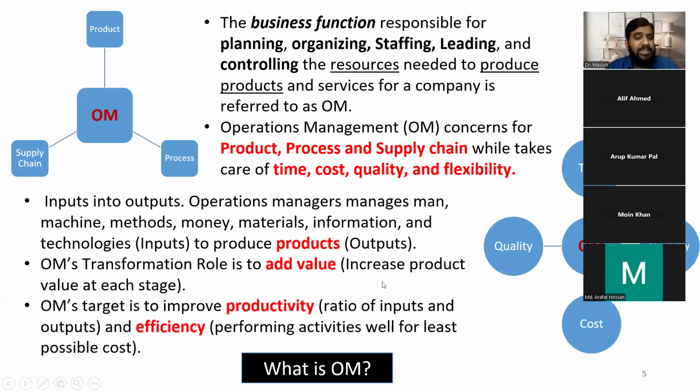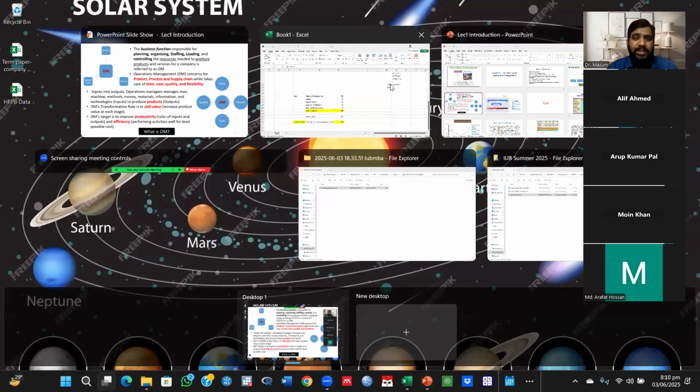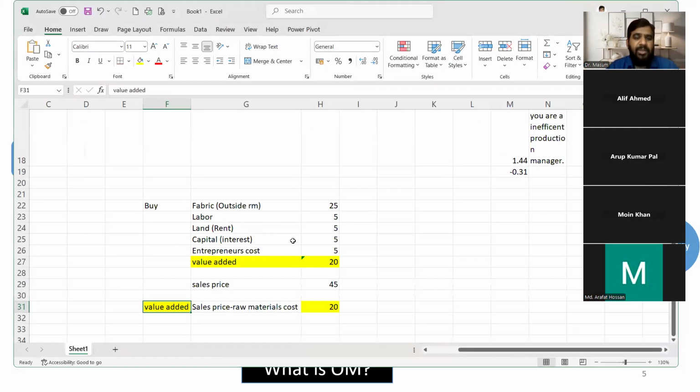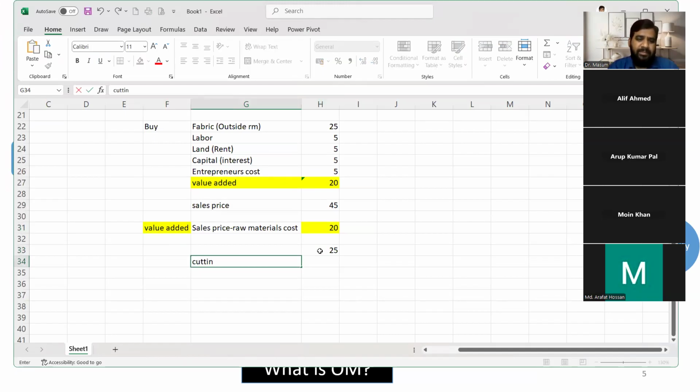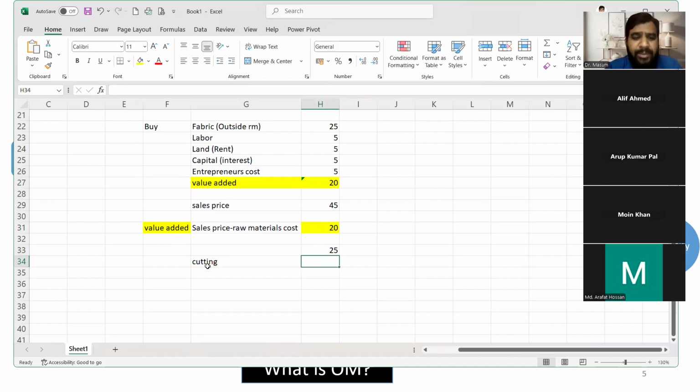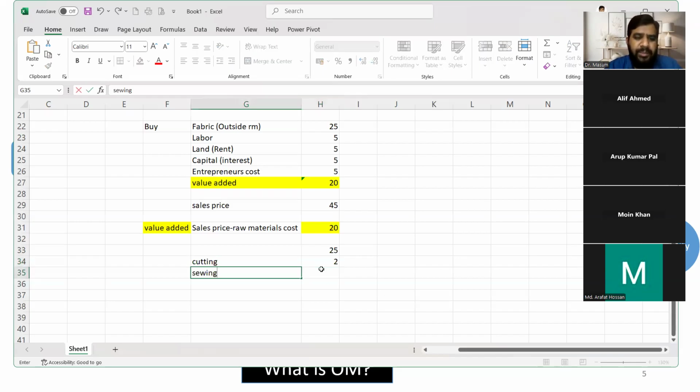Maybe you are thinking, what is increase value at each stage? Then you can go back to our previous example here. So you buy fabric, $25. Then what is the next job? Cutting, is it? Don't you think that you need to pay the wages and salary for the cutting people? $2 maybe. Then sewing. So at every stage your value is increasing. Now your value is 27.